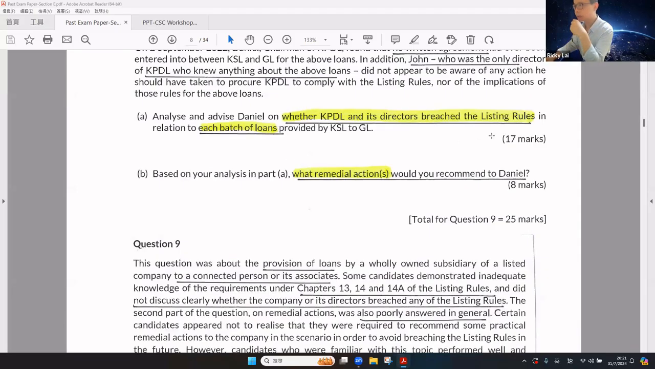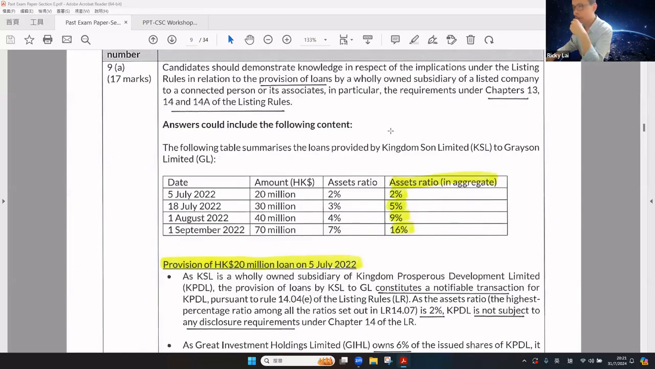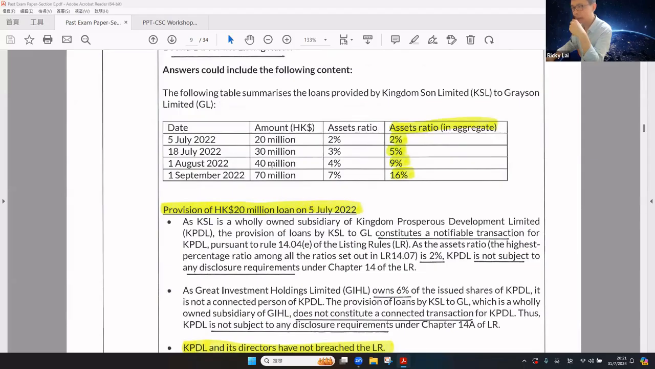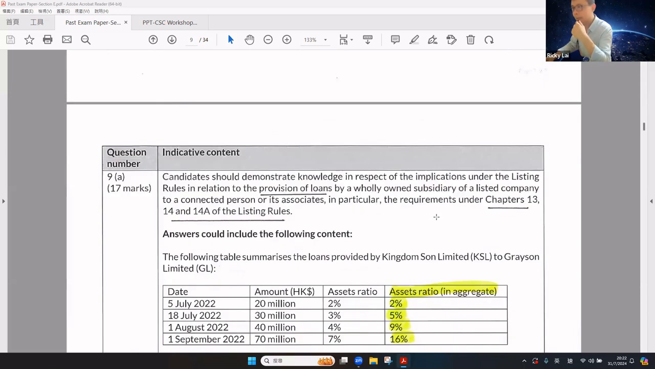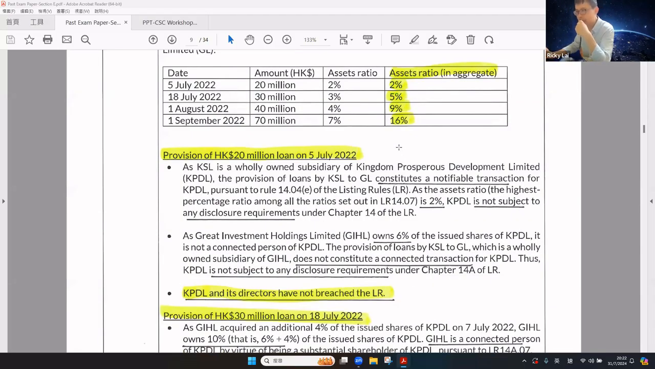Now, let's take a look at how to give the answer for the 17 marks. Okay, first of all, before we provide the breakdown, because there are 4 batches of loan, every batch of loan can be regarded as a headline. Based on the final result of the asset ratio, we also calculate the aggregate amount of the assets ratio, so that you can see the highlighted portion here. I recommend that when you present the answer, please also prepare something like this shareholding table.